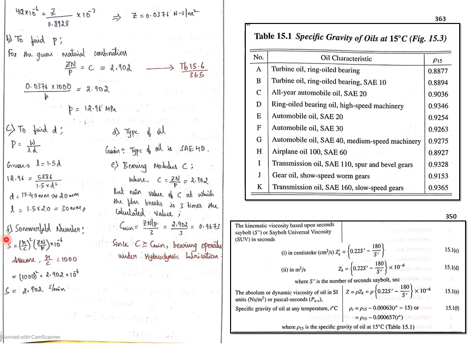Next one, Sommerfeld number. Here we need to assume R by C, that is 1000. These are the basic assumptions that you have to remember if he is not mentioning them in the question. So substitute back to find the value of S.